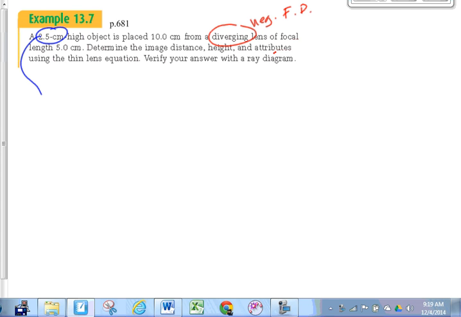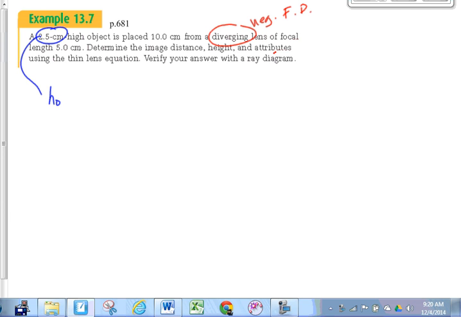2.5 centimeters, what does that correspond to? A 2.5 centimeter high object. Not the object distance, not DO, not DI. The height of what? Good, HO. HO is 2.5 centimeters. We're going to make this positive, even though it doesn't say whether it's right side up or upside down. It's safe to assume that it's right side up if it doesn't say otherwise. So we're going to make it positive.